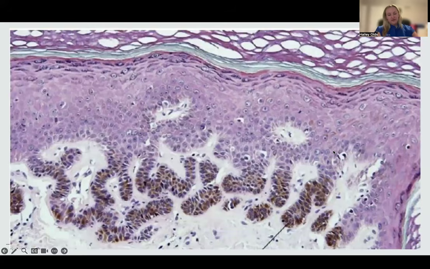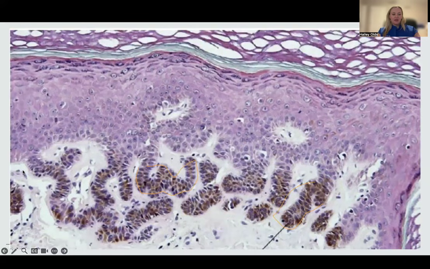Okay, next one. So this is again a proliferation of keratinocytes. These are just keratinocytes that are getting a little elongated. These are the reedy ridges. They're getting elongated and they're getting more pigmented. Some people call this a dirty socks appearance.